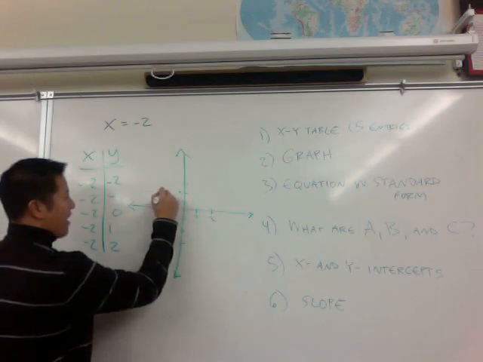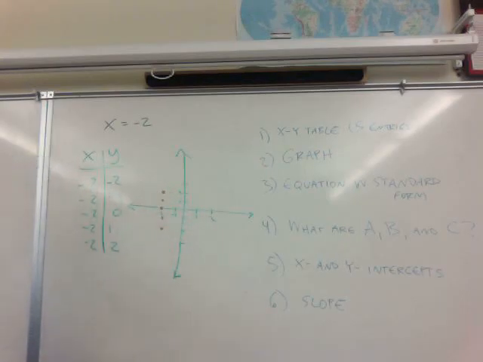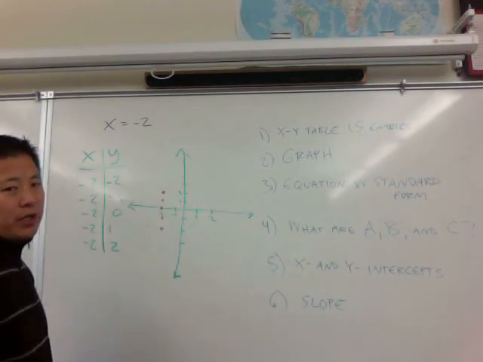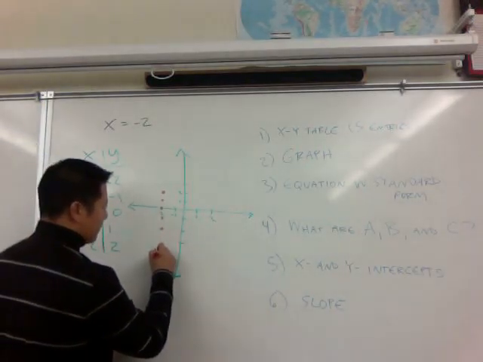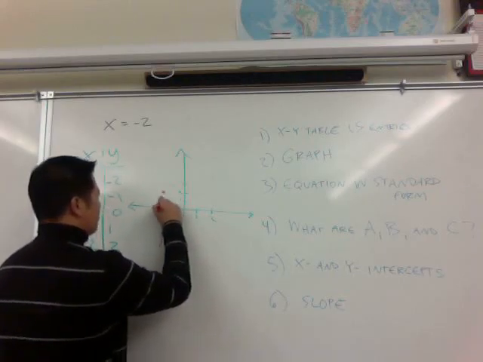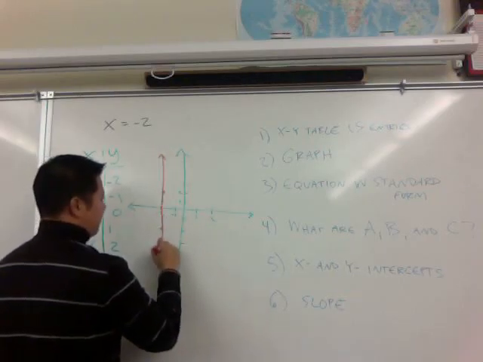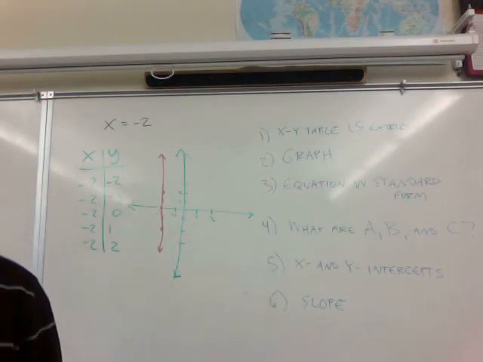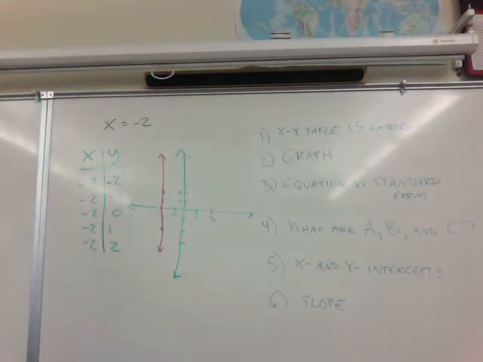Again, I've plotted my 5 points from my XY table, but I'm not limited to just those 5 points. This is not a discrete graph. Y could be anything in between, above, and beyond. I meant above or below. It is going to be a vertical line parallel with the y-axis. So there's our XY table, there's our graph.